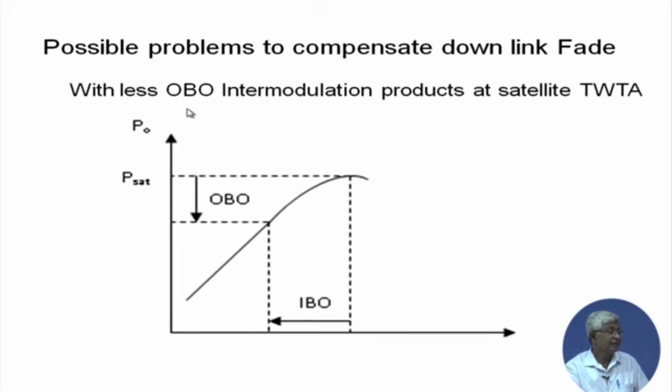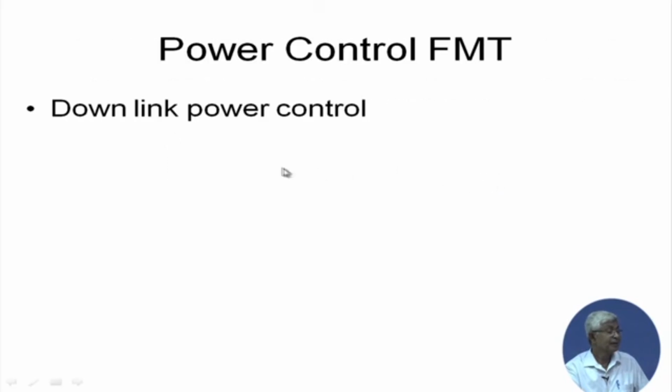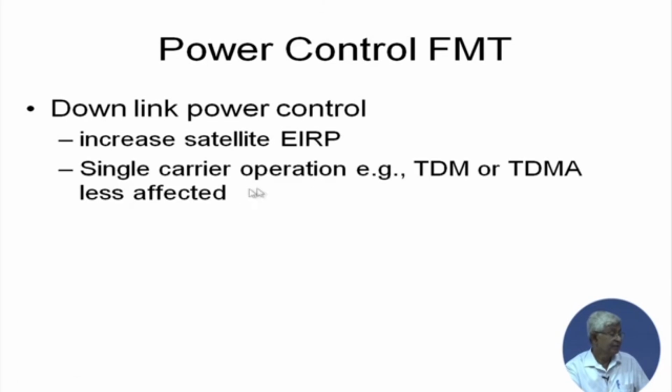So with less output backoff, there will be intermodulation products at the satellite, due to nonlinearity. And downlink power control increases the satellite EIRP. In single carrier operation, if you increase the satellite EIRP, this intermodulation does not occur. That is TDM or TDMA, which is less affected. Our satellite TV broadcast is normally in TDM.